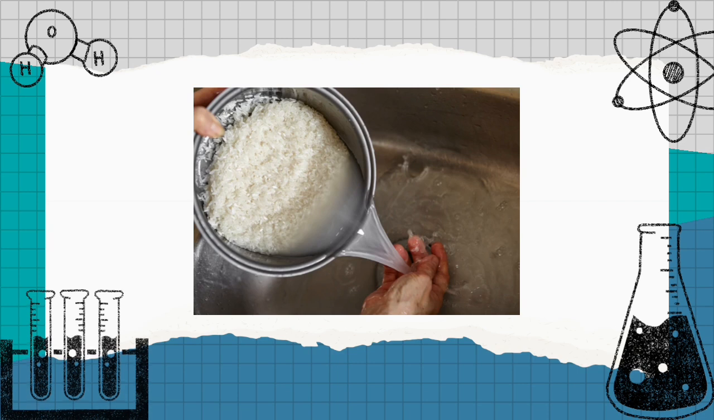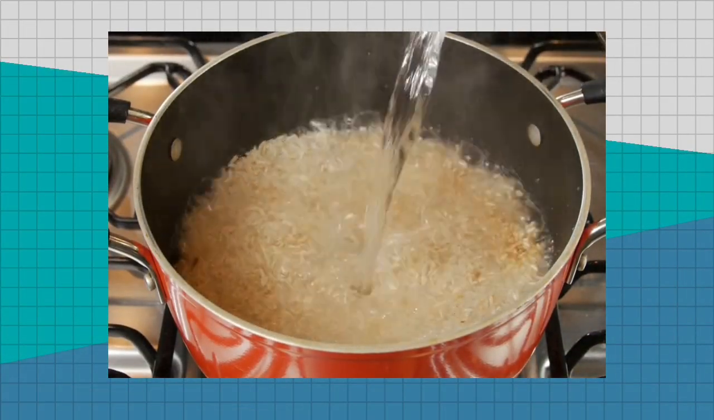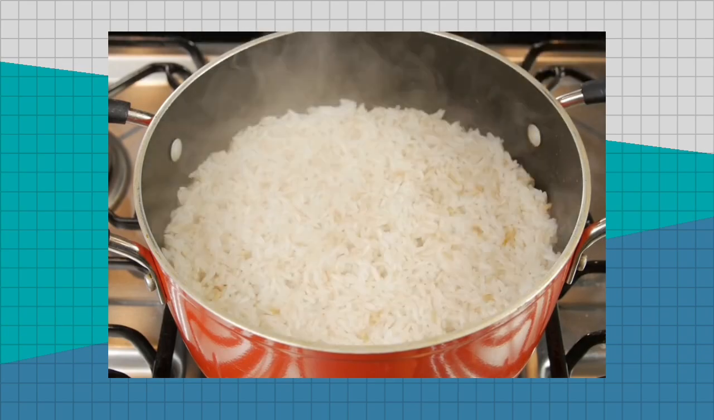What does this picture illustrate? Well, it looks like someone is washing the rice grains so that he or she can cook it. But in order to cook the rice, what should we do first? For us to cook the rice, we should wash it first, then put the right amount of water.